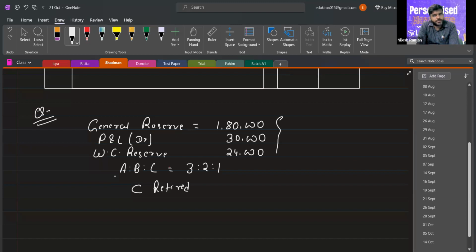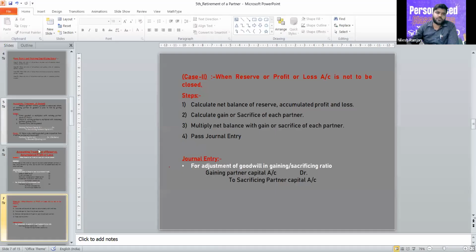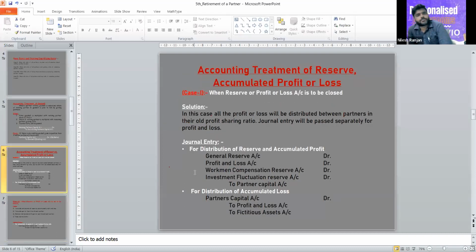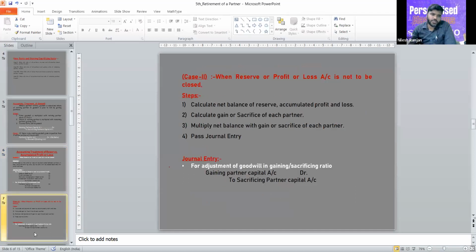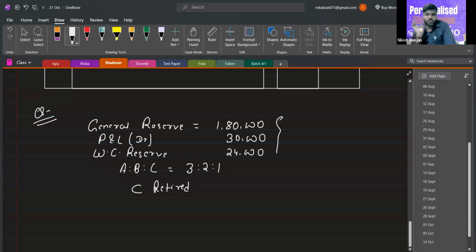You have taken the screenshot of general reserve, accumulated profit or loss treatment, the theory part? No, sir. This one. Yes, sir, done. And this is the second case. Yes, sir, done. Now, please see the theoretical part and then solve the question. Otherwise, you will not understand. Okay, sir.